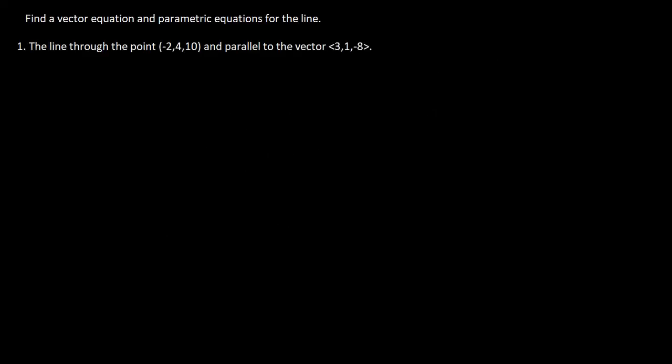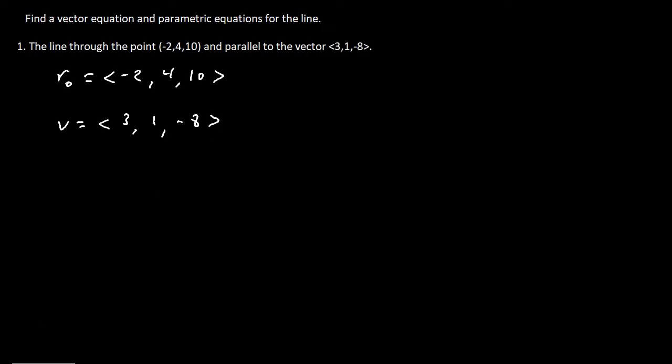So for number 1, let's find a vector equation and parametric equations for the line that goes through the point (-2, 4, 10). That's the intersecting point, and it's parallel to the vector (3, 1, -8). So that is going to be that parallel vector. Let's label r sub naught right away. R sub naught is going to be the intersecting point in component form. So it's going to be -2 as the x component, 4 as the y component, and 10 as the z component. And then the parallel vector v is once again (3, 1, -8).